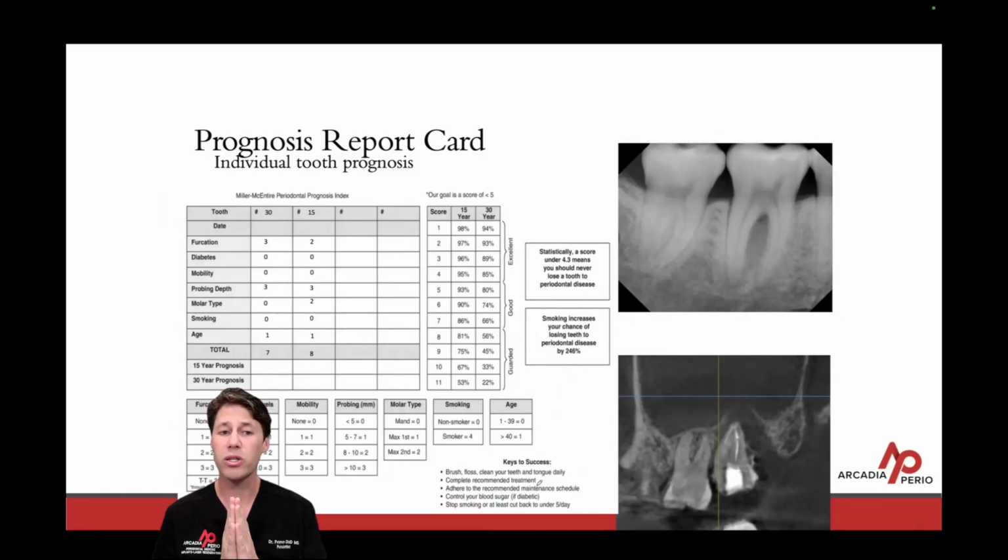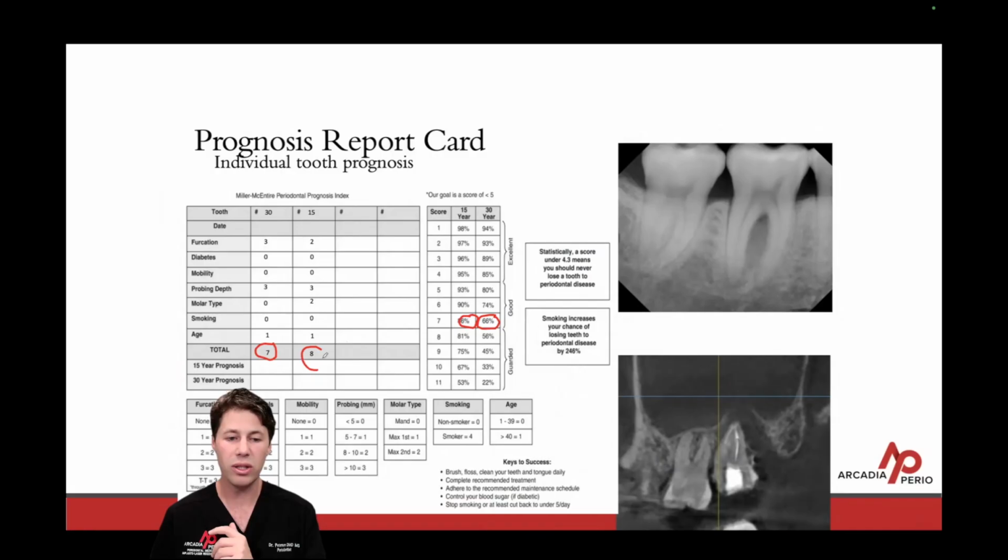This is our periodontal prognosis report card by Miller and McIntyre, right? So this just gives you an idea in terms of different factors to look at across the bottom of the screen. Furcation, A1C, a systemic factor, mobility, probing depths, molar type, smoking, a social factor, and age. And you're able to categorize and give numbers to teeth. So for example, tooth number 30 has a 7. So when we look over here, a score of a 7 in 15 years, there's 86% that the tooth will be there. In 30 years, there's a 66% chance.